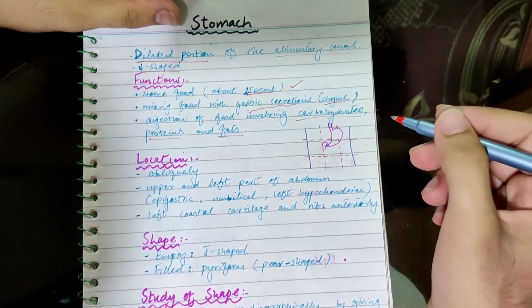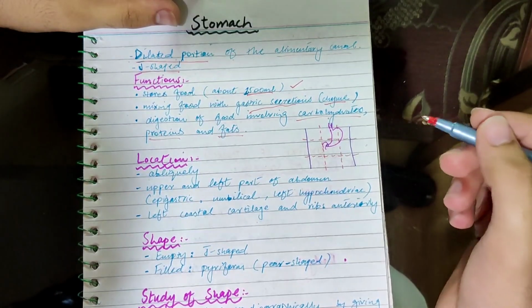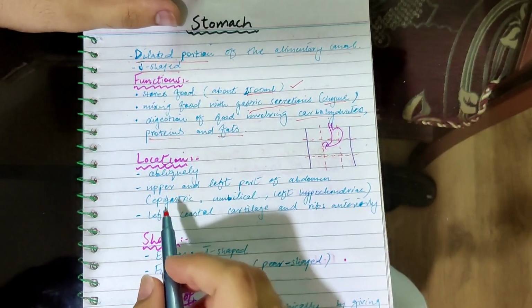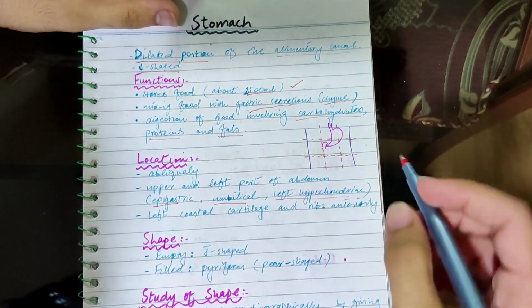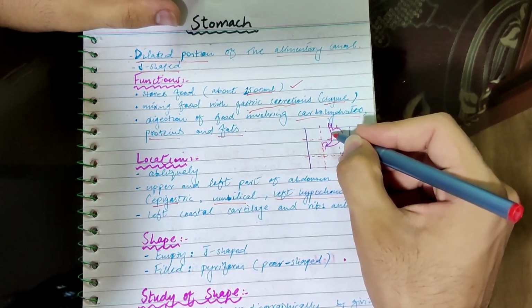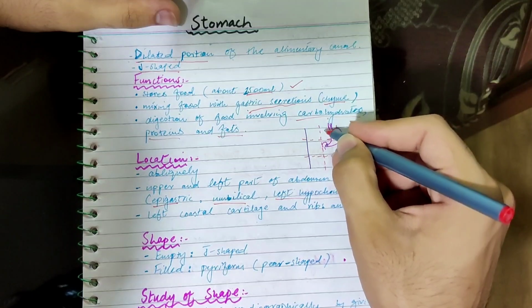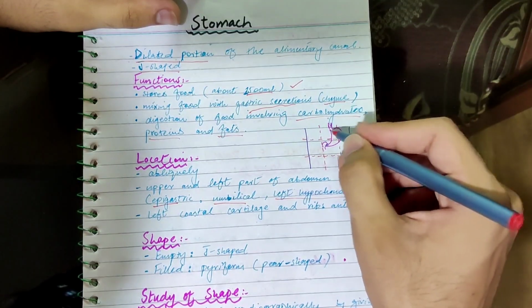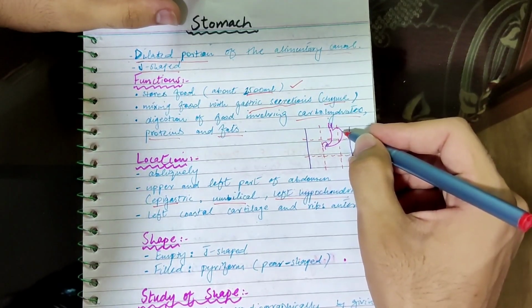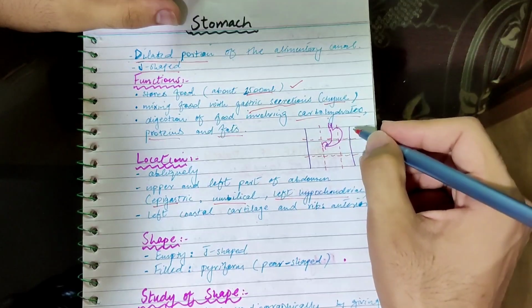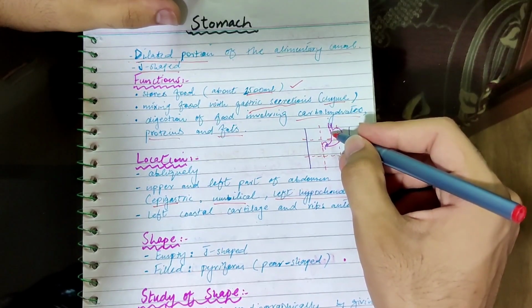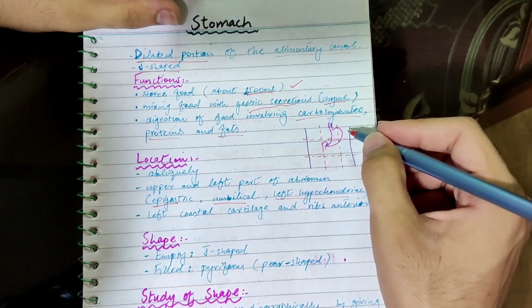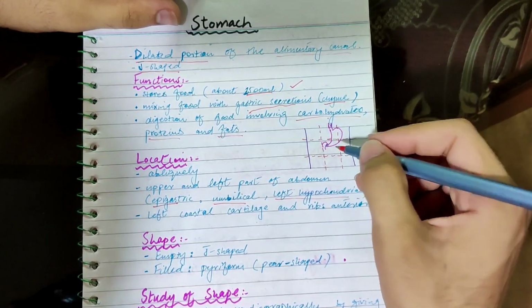And what are the regions of the abdomen which it has taken over? There are three regions: the epigastric region, the umbilical region and the left hypochondriac region. The region above the umbilical region is the epigastric region, and the region left of the epigastric region is the left hypochondriac region. So these three are the areas where the stomach is located.